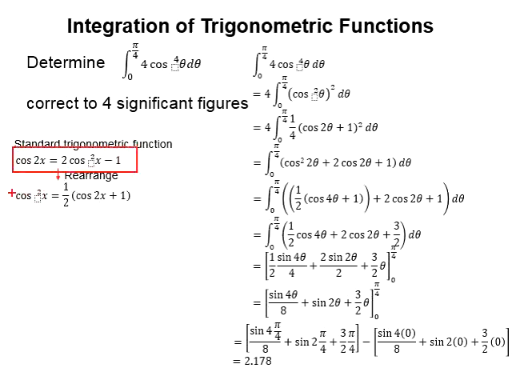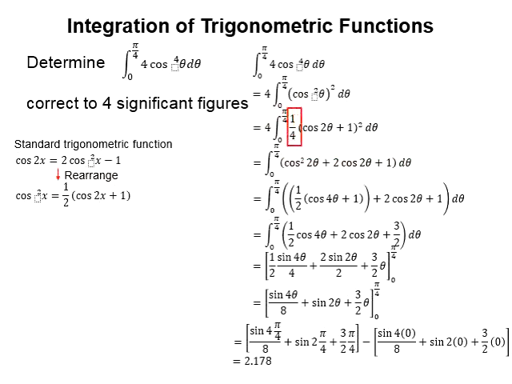Rearrange the function here, you get this. The cos power of 4 can be rewritten in this format. The constant 4 will be taken out of the integration function. Substitute this into the cos square theta. You will get this.